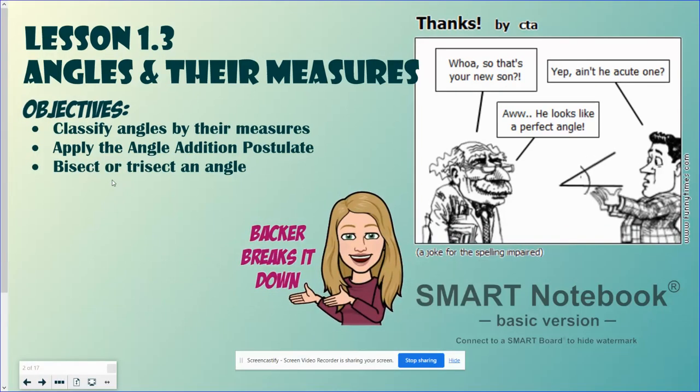In this episode, we're going to discuss angles and their measures. We'll classify angles by their measures, and we'll also apply the angle addition postulate.